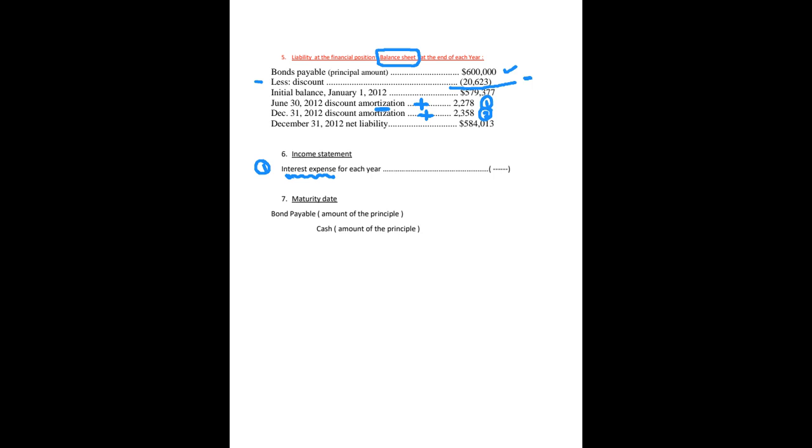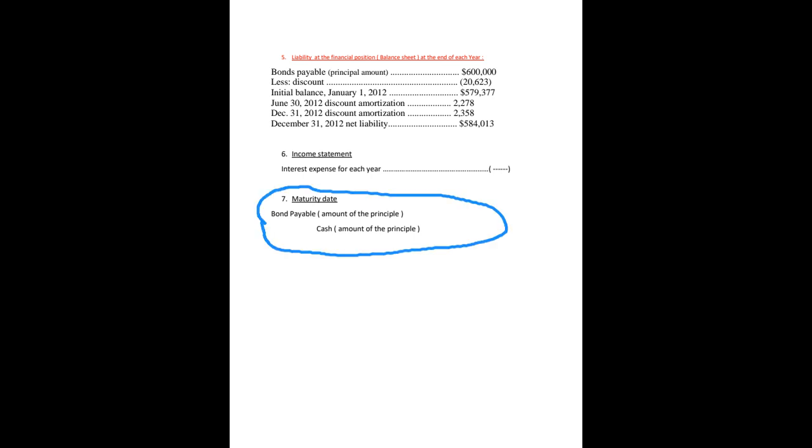Last step here: after the 5 years are done, it's finished, and then we have the payment day or the maturity date. You have to pay the principal of the bond itself, and this will be as follows: from bond payable to the cash with the principal amount, which was in our original example, 600,000 to 600,000.